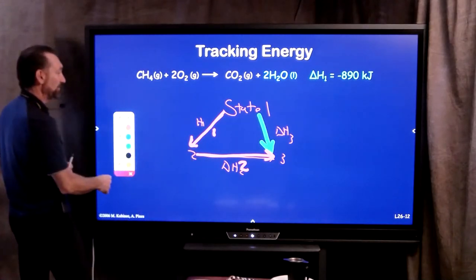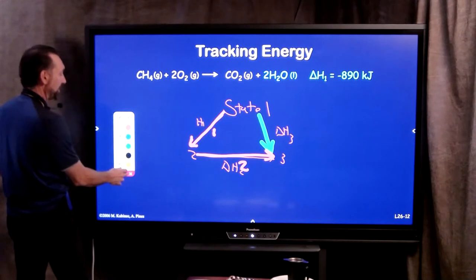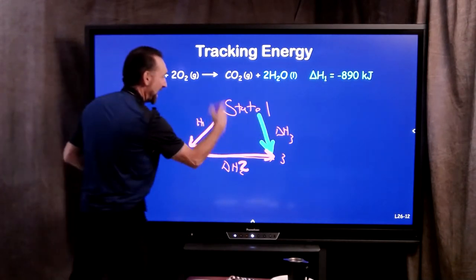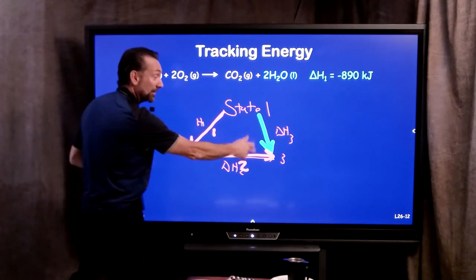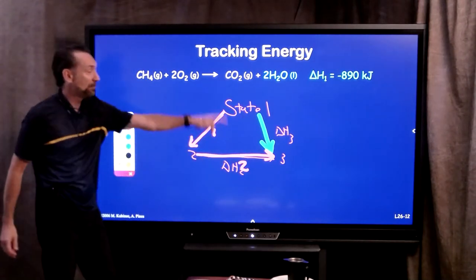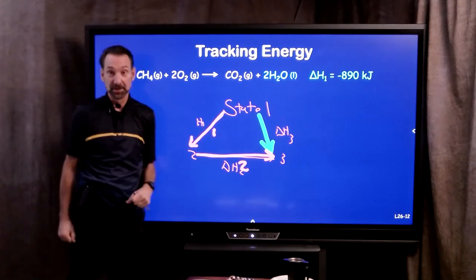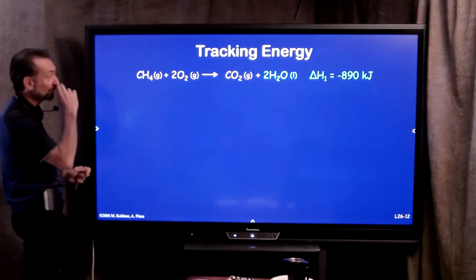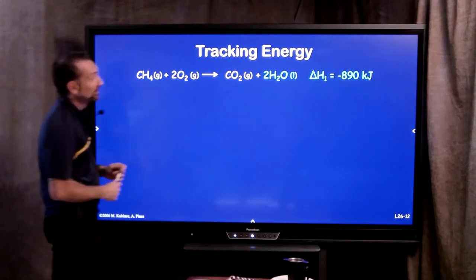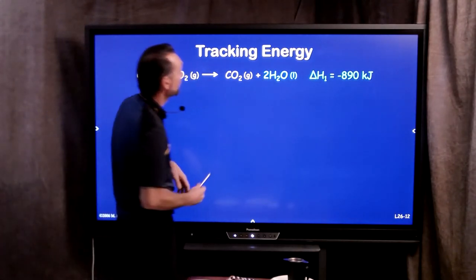So the beauty of a state function is you have freedom to pick the path. It can be an imagined path, it can be a convenient path, but the difference between state one and state three here is delta H3, period. It doesn't matter how you got there. So let's use that.